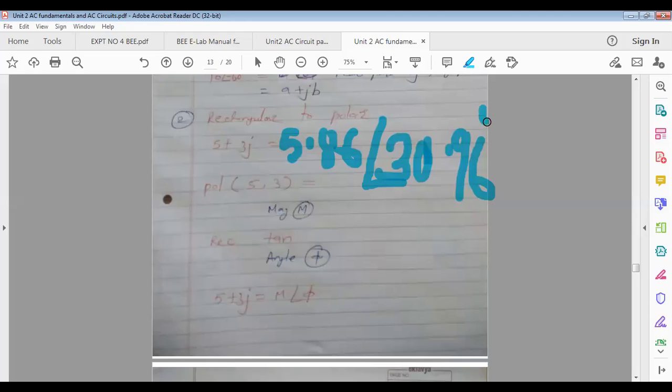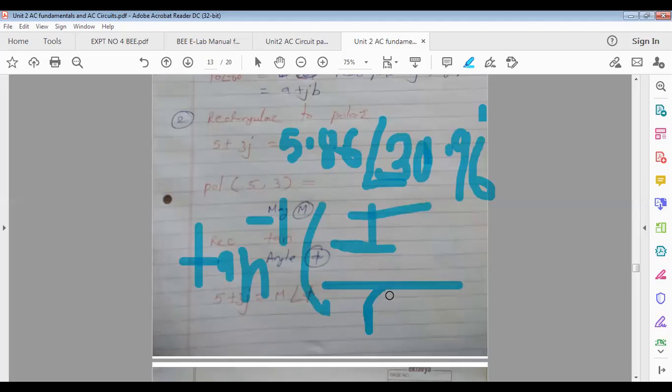And how do we calculate the angle? Tan inverse of 3 by 5. Correct. Tan inverse of imaginary part upon real part. This is the formula for that. Imaginary part upon real part. Is this clear?